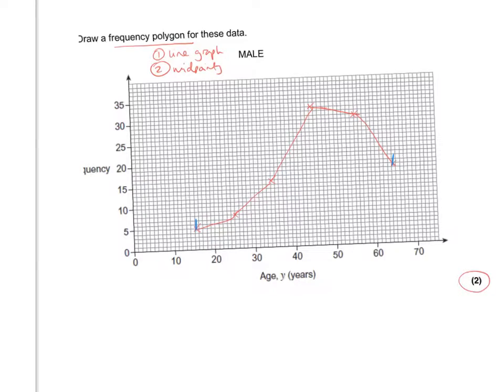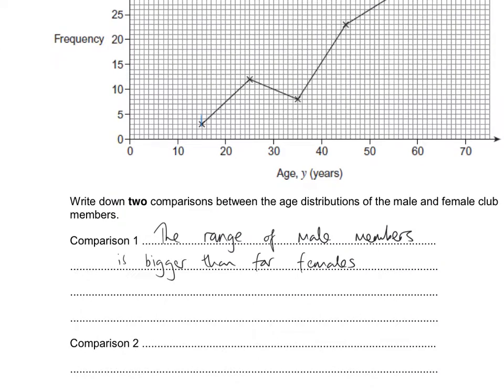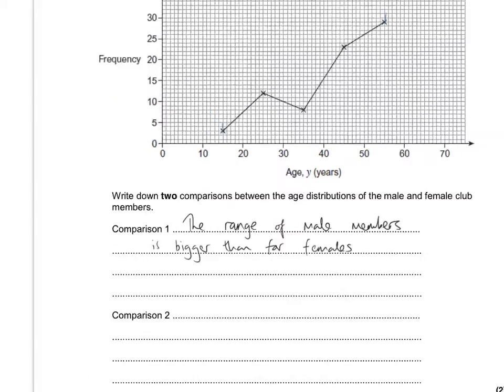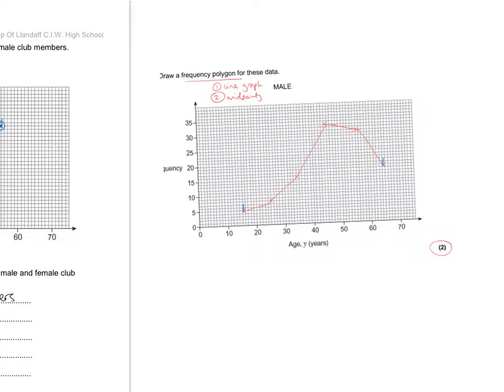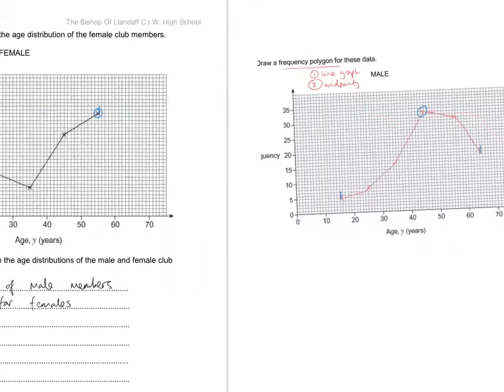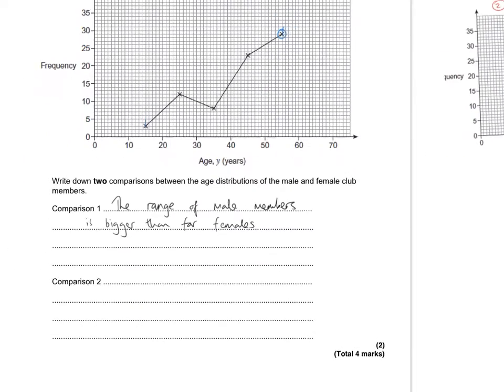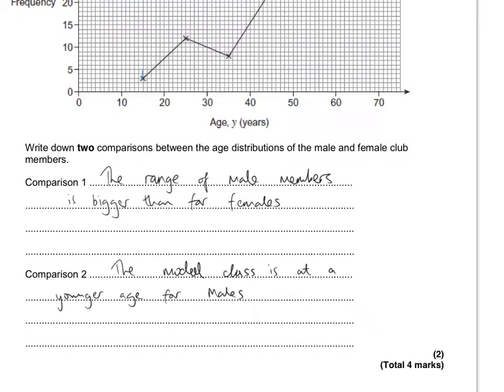So that's all you need for one of those marks. Okay, so I won't make you watch me write it down, but it's something like that. The range of male members is bigger than for females. For the other one, if we look at the females one there, their peak, their modal class is that 55 one, whereas the modal class for men is between 40 and 50, whereas the ladies were between 50 and 60. So looking at that, we'd say that the modal class is at a younger age for men. So there we go, something like that.